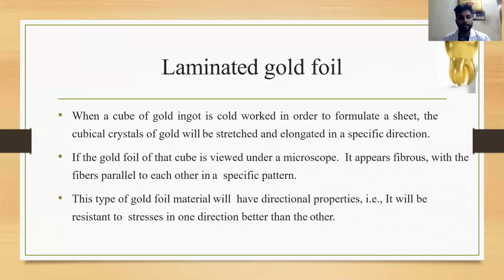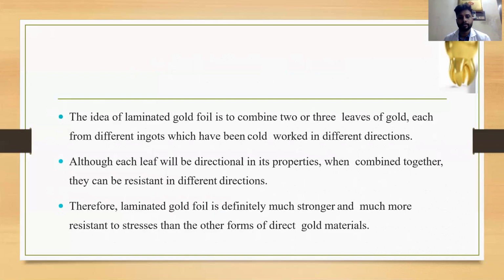Then coming to laminated gold foil. When a cube of gold ingot is cold worked in order to formulate a sheet, the cubical crystals of gold will be stretched and elongated in a specific direction. If the gold foil of that cube is viewed under a microscope, it appears fibrous with the fibers parallel to each other in a specific pattern. This type of gold foil material will have directional properties, that is, it will be resistant to stresses in one direction better than the other.